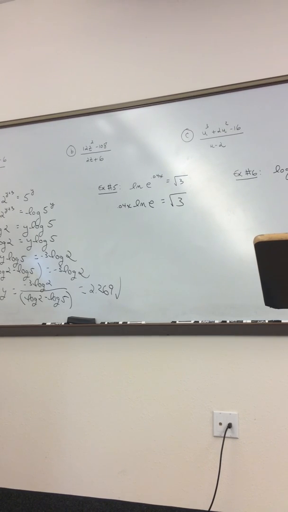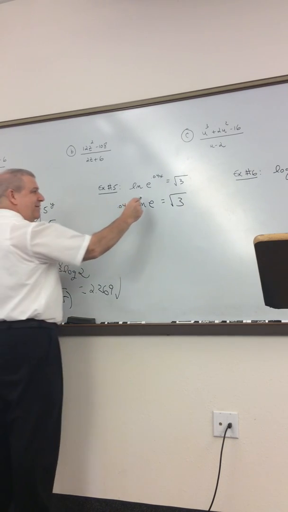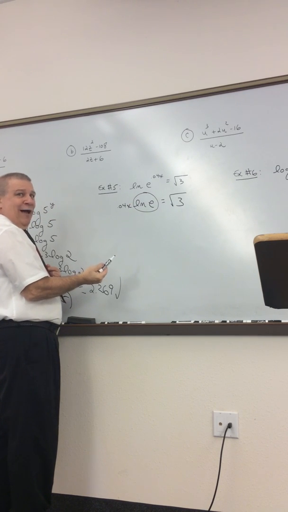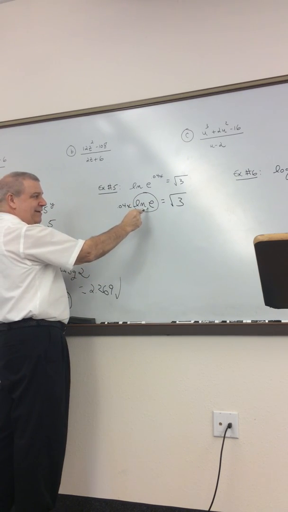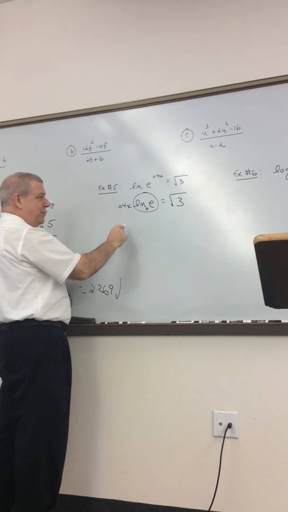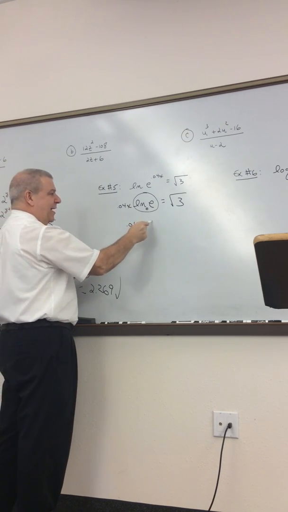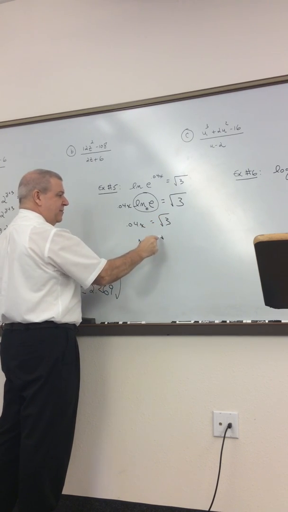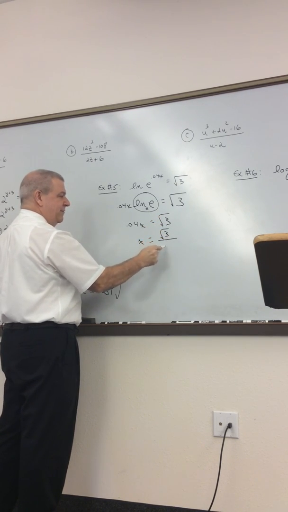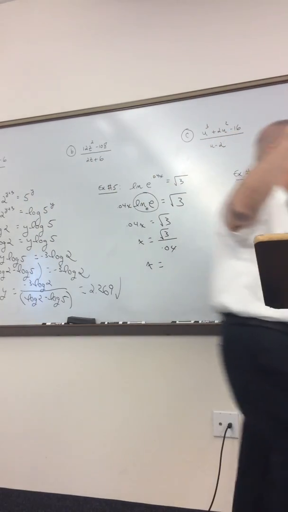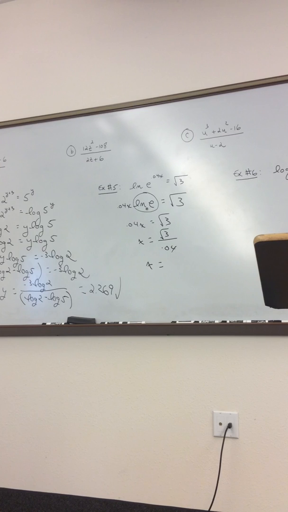Hint, hint. What can I do right there? What? The natural log of e is 1. That just equals 1, right? You all know why, don't you? Technically, that base is e, right, for natural logs, even though you don't see it. So this is 0.04x equals square root of 3. So what's x? Square root of 3 divided by 0.04. Go ahead. Punch it away.